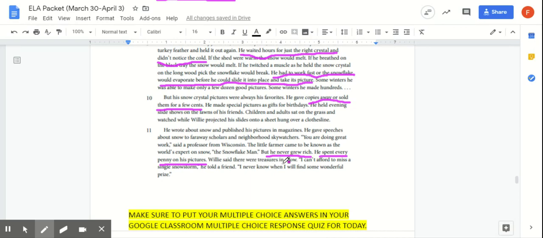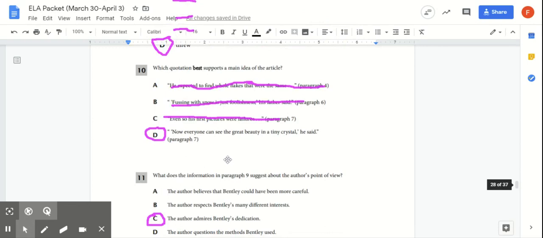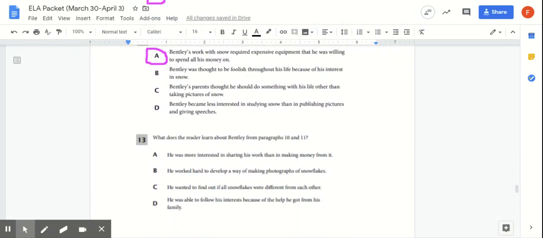Also, like we've already underlined in paragraph 11, but he never grew rich. He spent every penny on his pictures. So this shows that he didn't care about making the money, but yet he was willing to spend most of his money on his photos. So answer choice A would be our best answer.